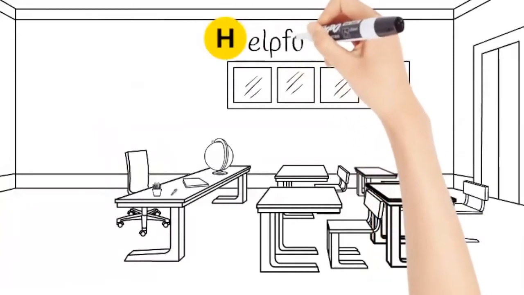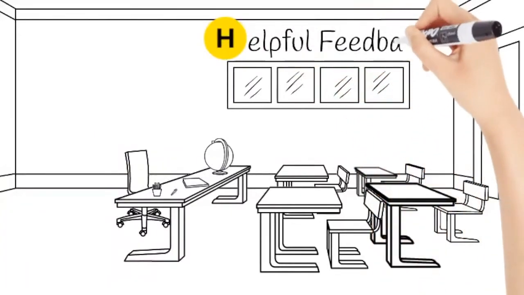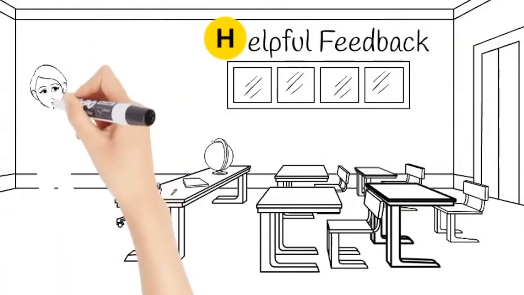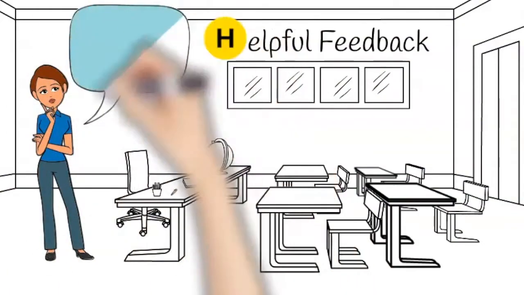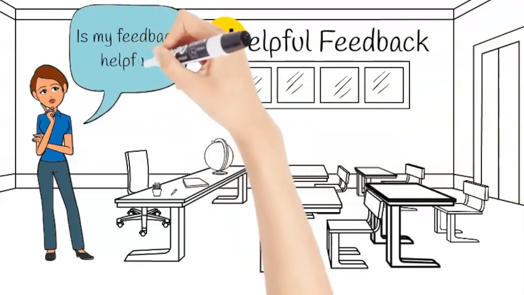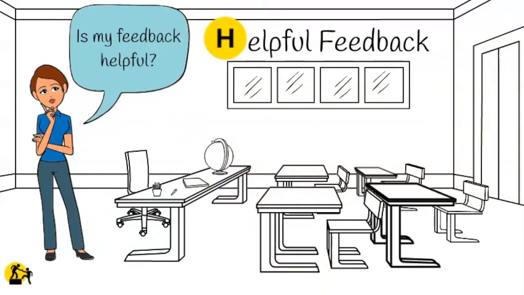The last element of the Teach Model is helpful. Using the other 4 elements of the Teach Model, determine if your feedback is helpful. Does your feedback provide students with specific actions that they can take to improve their future performance? Your feedback should not only identify areas for improvement, but also offer solutions that will improve your students' future performance.